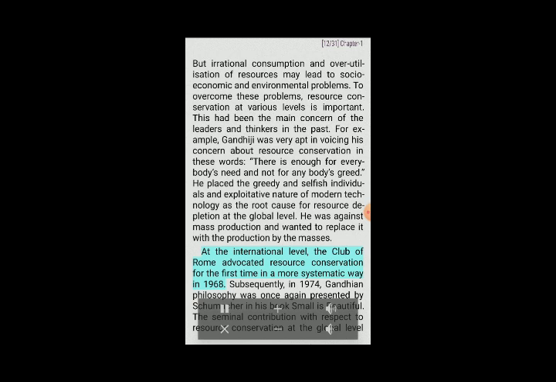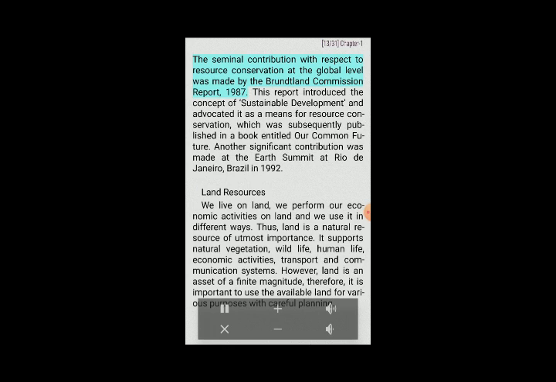At the international level, the Club of Rome advocated resource conservation for the first time in a more systematic way in 1968. Subsequently, in 1974, Gandhian philosophy was once again presented by Schumacher in his book Small is Beautiful. The seminal contribution with respect to resource conservation at the global level was the Brundtland Commission Report of 1987. This report introduced the concept of sustainable development and advocated it as a means for resource conservation, which was subsequently published in a book entitled Our Common Future. Another significant contribution was made at the Earth Summit at Rio de Janeiro, Brazil in 1992.